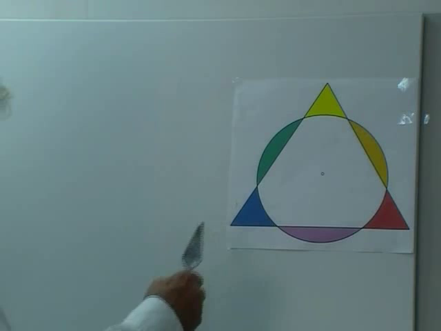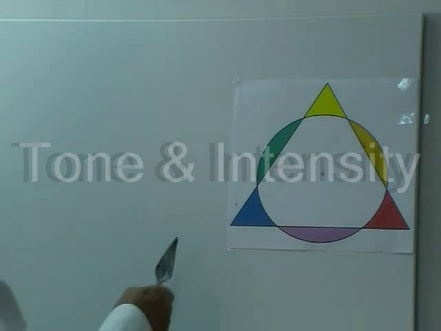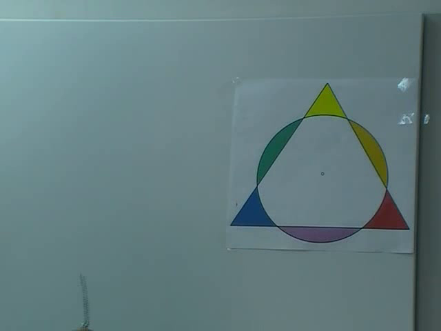There are only two things to understand with colour: tone and intensity. Yes, it sounds easy, and so it is if you listen well. We're working from the chromatic colour wheel. It's a very simple colour wheel that I've devised from the spectrum.